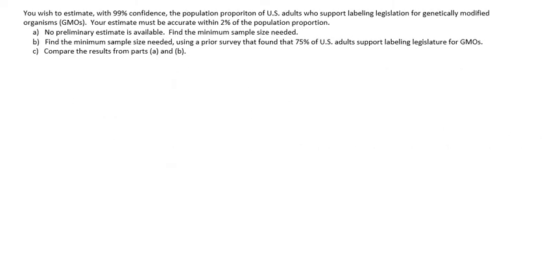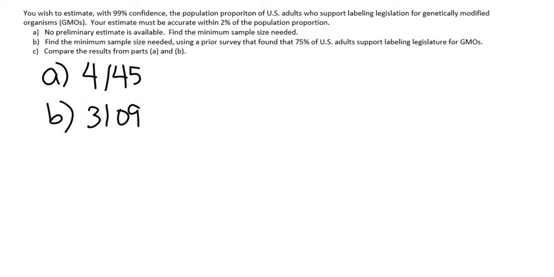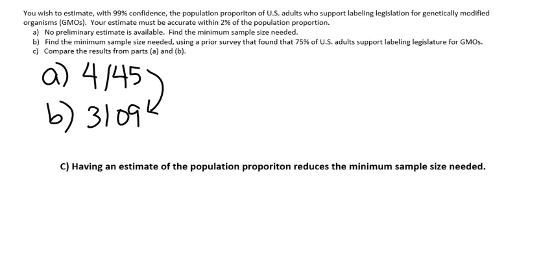In part C, we are to compare the results from part A and part B. Let's list our results. In part A, the minimum sample size was 4,145. In part B, our minimum sample size was 3,109. Notice that when we had an estimate, what happens to our sample size? Our sample size decreases. Therefore, we can say, as an answer to part C, having an estimate of the population proportion reduces the minimum sample size needed.